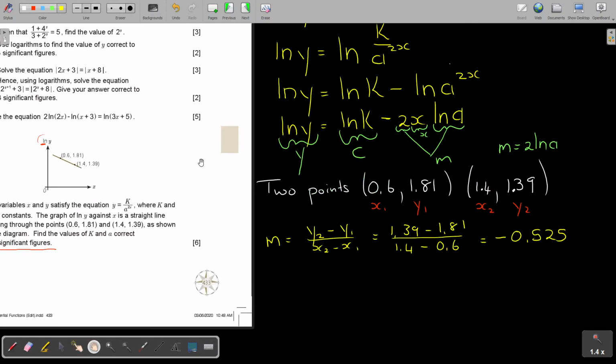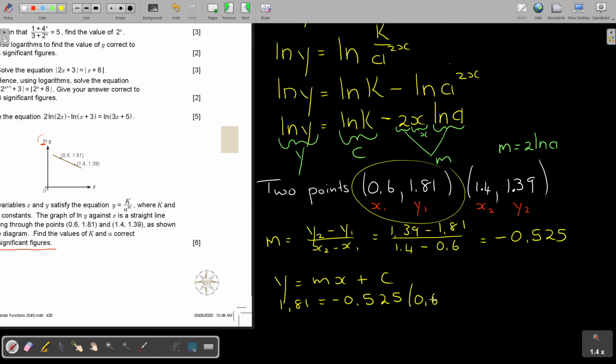Now to get your value of c, just use your straight line equation and substitute 1 point. So in this case, we take the first point. So it's 1.81 equals negative 0.525 times x, and what is x? It's 0.6, plus c. So therefore c is going to be 1.81, it's going to become positive 0.525 multiplied by 0.6, close, equals, and I'm going to get, therefore c is 2.125. Please don't approximate.